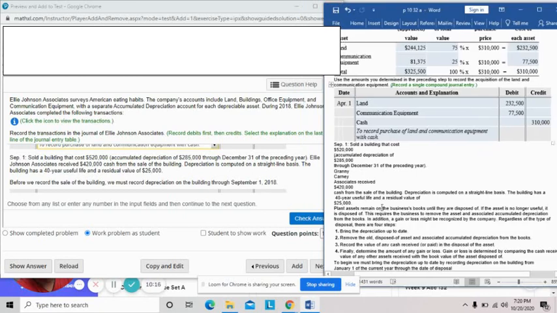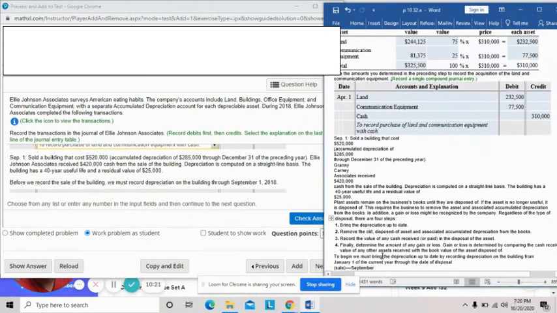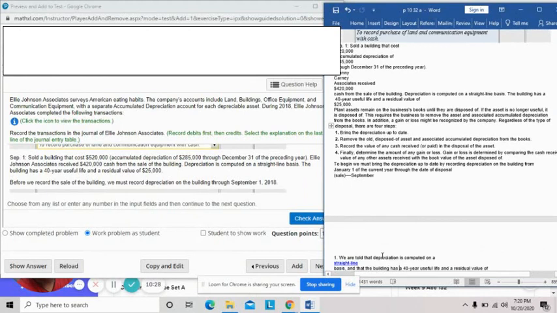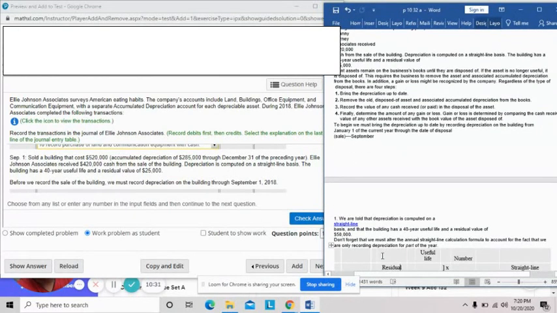To begin, I'll go back here. To begin, we must bring the depreciation up to date by recording depreciation on the building from January 1st, current year, to the date of the sale, September 1st. We are told that the depreciation is computed on a straight line basis, that the building has a 40-year useful life and a residual value of $25,000. Don't forget that we must alter the annual straight line calculation formula to account for the fact that we are only recording depreciation for part of the year.